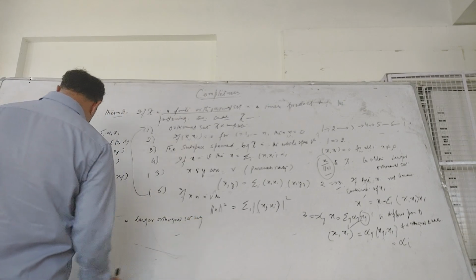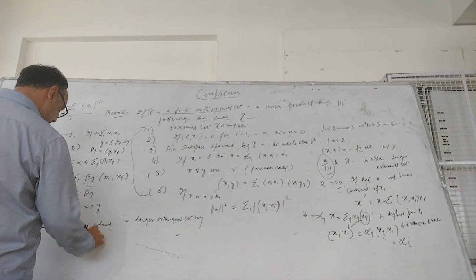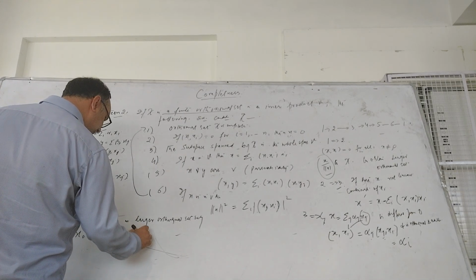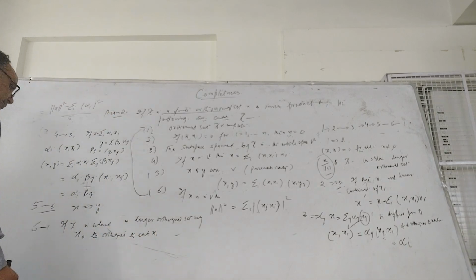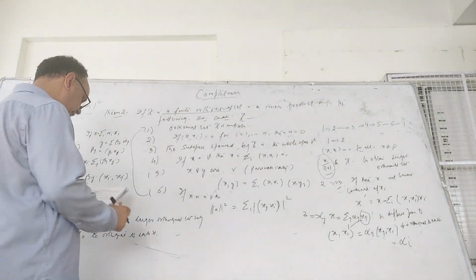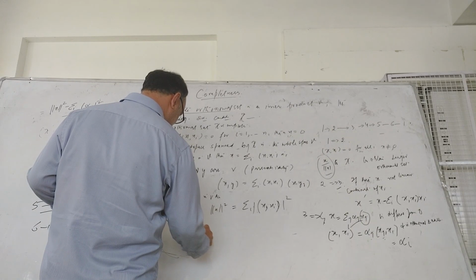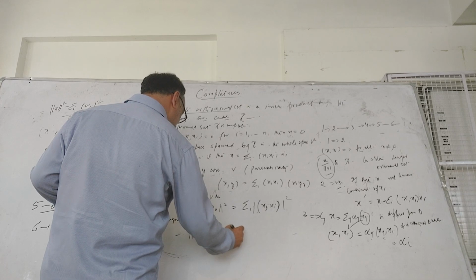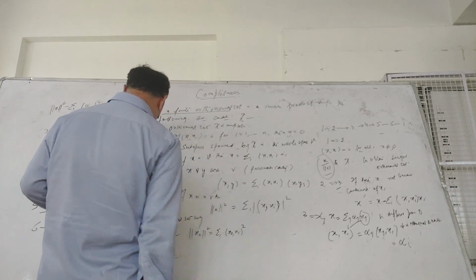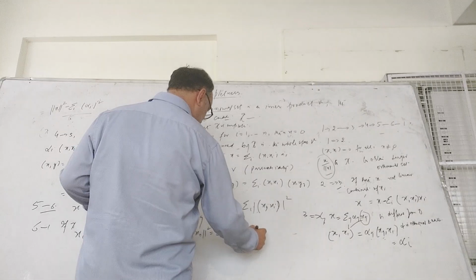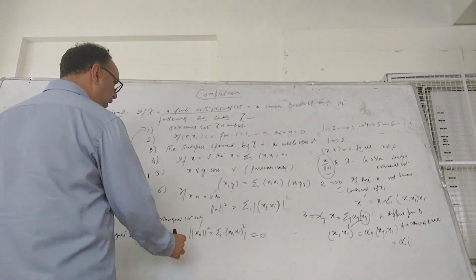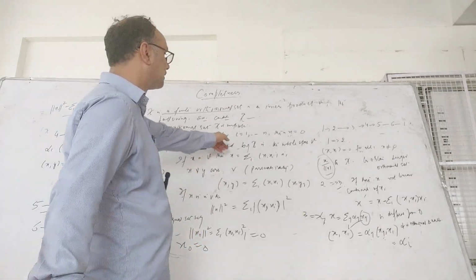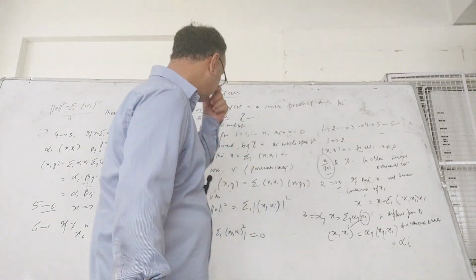Say if x naught is orthogonal to each xi, then the square modulus of this will be 0, by orthogonality. So x naught is equal to 0. So this is the first condition.